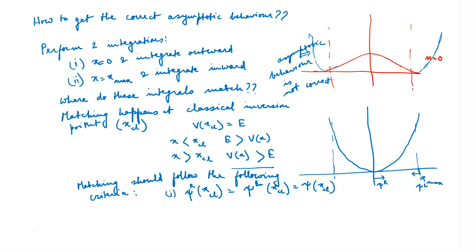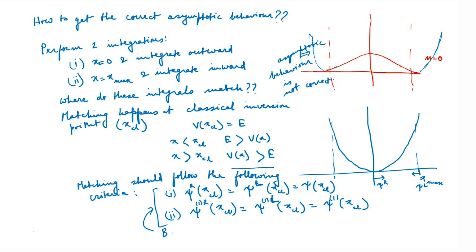That means my wave function is continuous. The second condition is that the first derivative of my wave function is also continuous, that is, psi 1 R at XCL is equal to psi 1 L at XCL. So, these are the two basic properties which any wave function should satisfy.